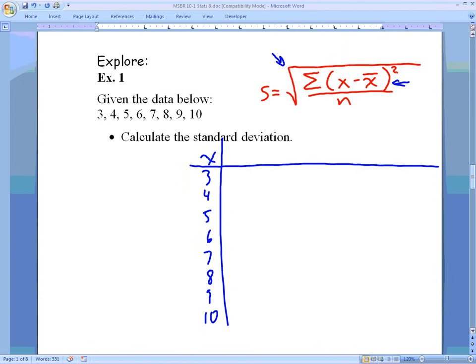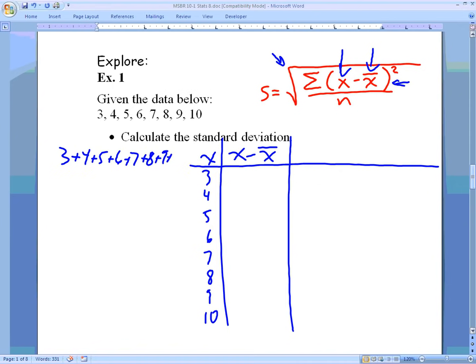For my second column, I'm going to do my data minus the mean, because that's the first thing the formula tells me to do. In order to do that, I need to know what the mean is. To find my mean, I'm going to add up all these numbers, and I've done that ahead of time. If I add up 3 plus 4 plus 5 plus 6 plus 7 plus 8 plus 9 plus 10 and divide by the 8 numbers that we have here, we should end up with our mean being 6.5.